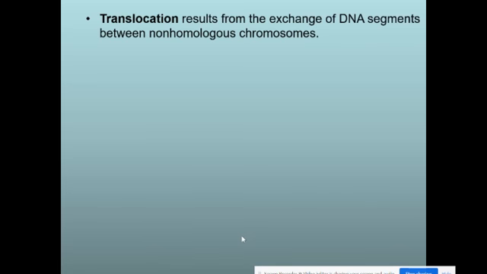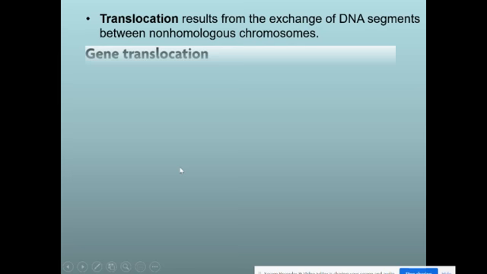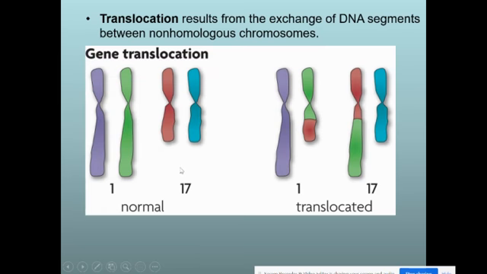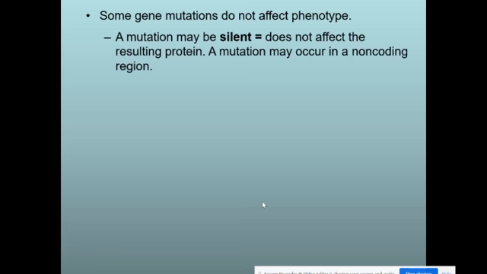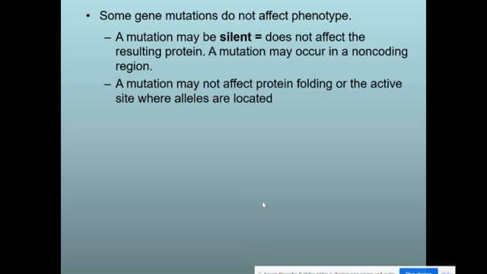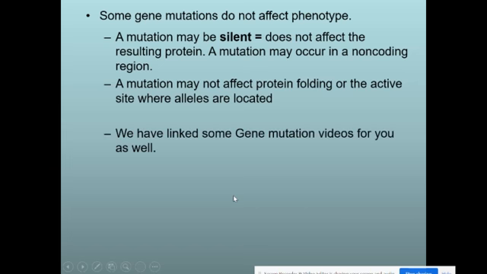Translocation results from exchange of DNA segments between non-homologous chromosomes. Here's a normal homologous chromosome of 1 and 17. The translocated is where they swapped positions at 1 and 17. Some gene mutations do not affect the phenotype. They can be silent, and they may not affect protein folding where the alleles are located.